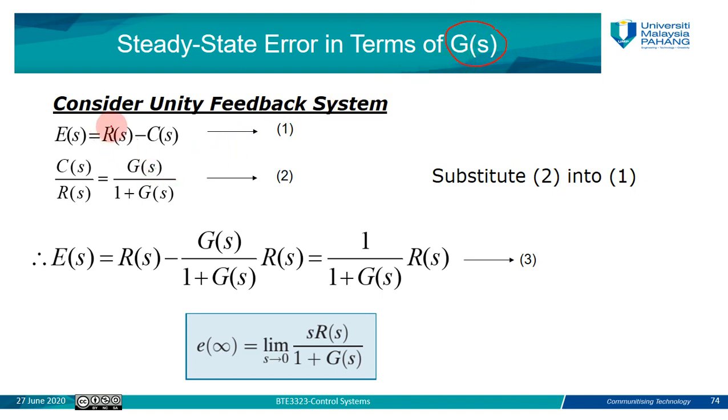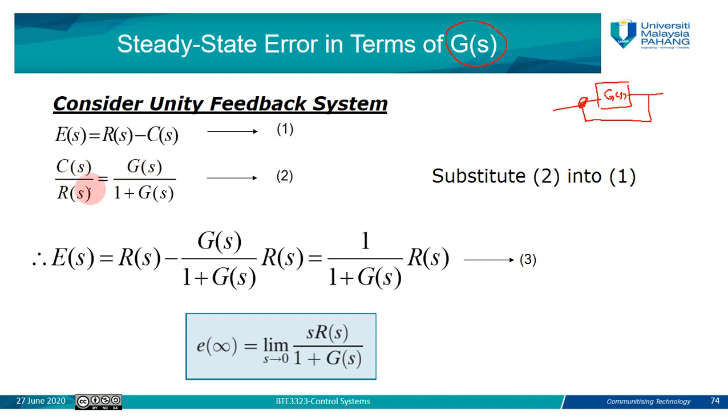Okay. So consider a unity feedback system here. If you have a unity feedback system, that means you have GS and you have 1 in the feedback path. This is RS, this is the unity feedback system. So ES will equal RS minus CS. Then CS over RS is the closed loop transfer function of the whole system here.